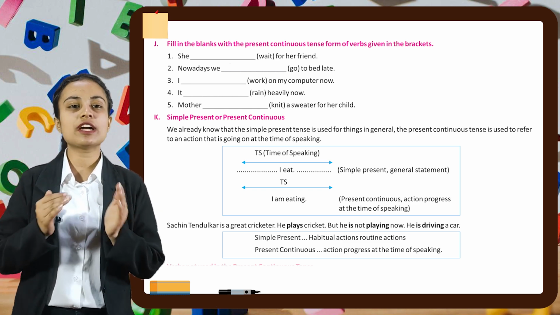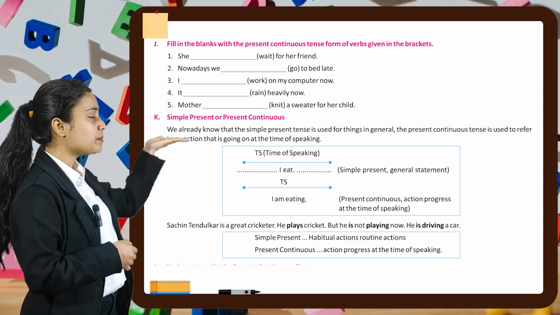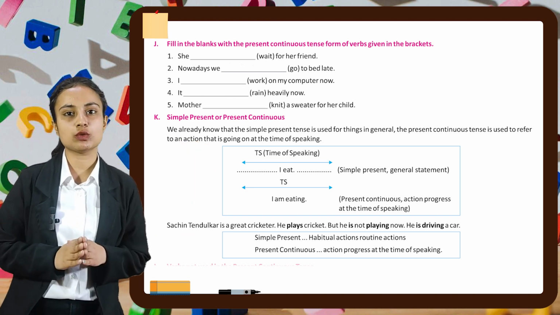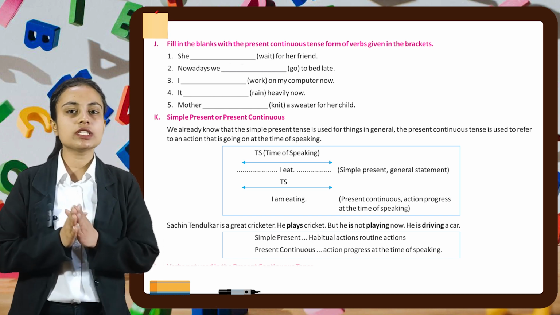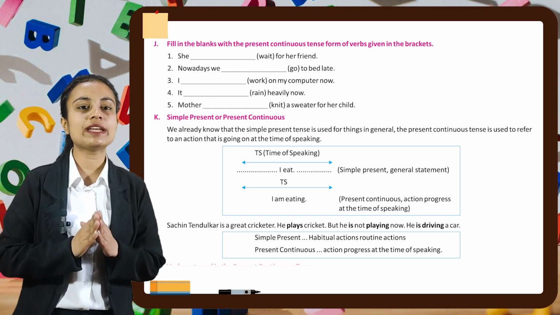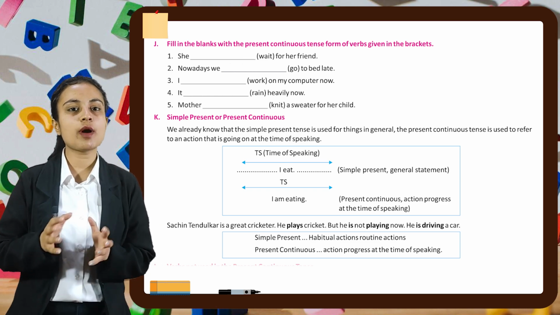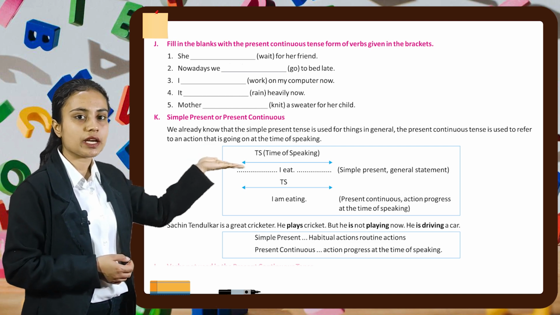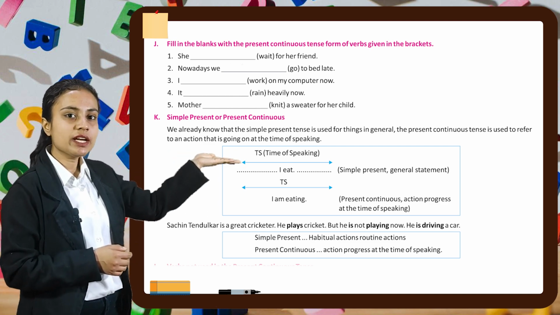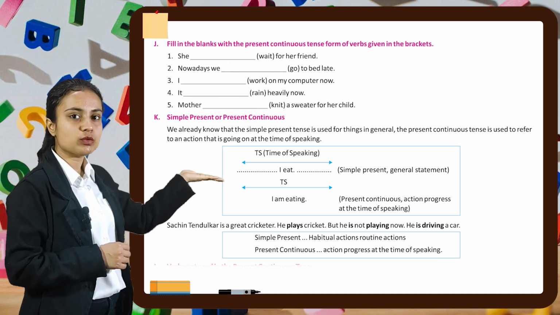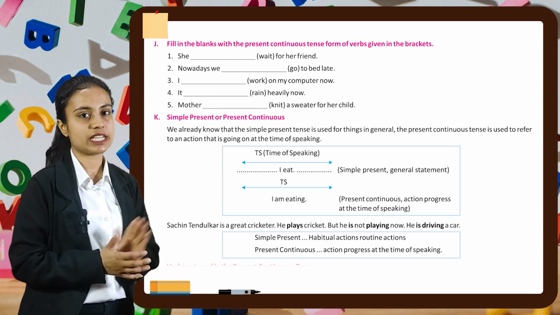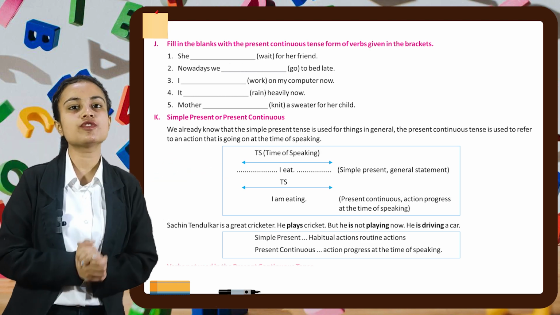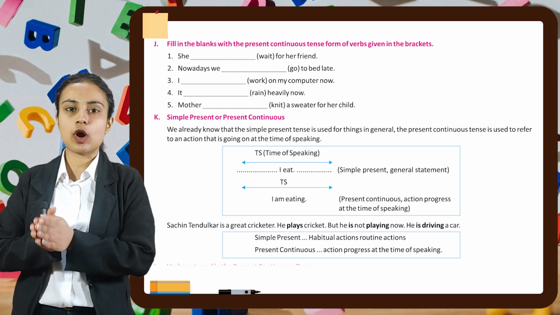Let's move on to the next part of this chapter, which is simple present or present continuous. We already know that simple present tense is used for things in general. The present continuous tense is used to refer to an action that is going on at the time of speaking. Like you can see in this table, TS means time of speaking. I eat: this we can use for a simple present or a general statement. Now, if we have I am eating, this we can use for present continuous or action in progress at the time of speaking.